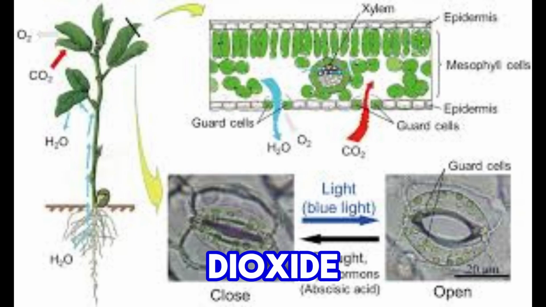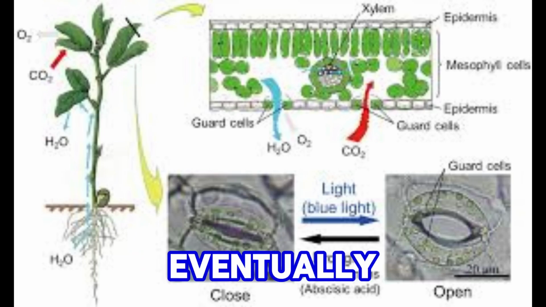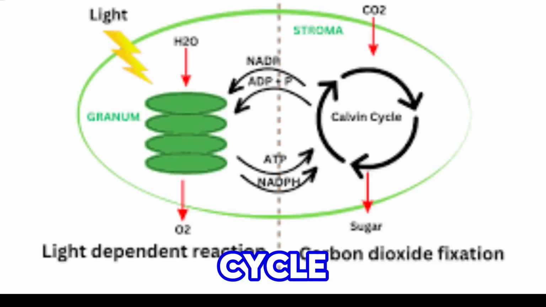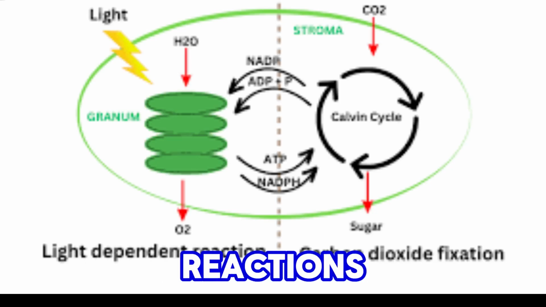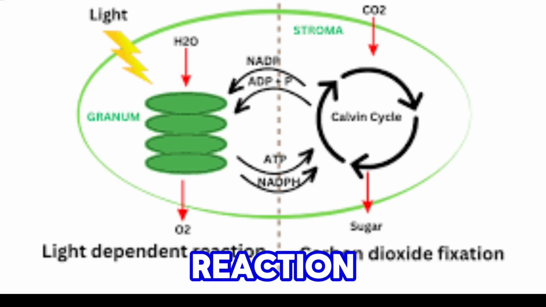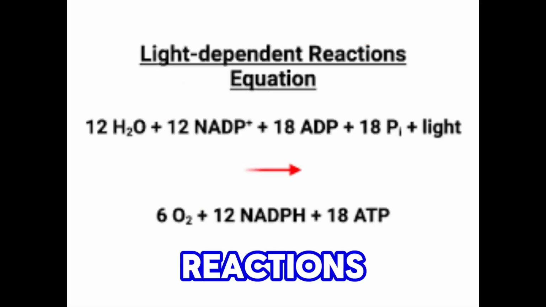Once carbon dioxide enters the leaf, it can reach photosynthetic cells. And eventually, it enters the reactions of the Calvin cycle. The Calvin cycle, building carbohydrate. The second major stage is the Calvin cycle. It occurs in the stroma of the chloroplast. Unlike the light-dependent reactions, the Calvin cycle does not directly use photons to drive each reaction. Instead, it uses energy and reducing power supplied by molecules such as ATP and NADPH produced during the light reactions.